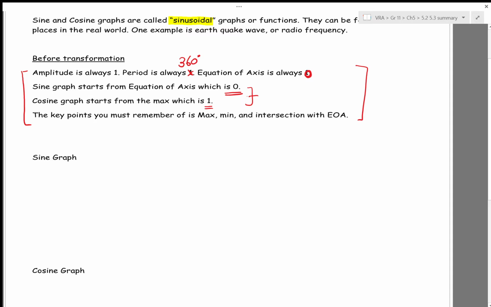Now, for these two, obviously, the angle starts at 0, theta or x, whatever variable you label for the degrees. The key points you must remember are its max and where that happens, same as the minimum, and where the graph intersects with the equation of the axis. So these consist of 5 points in total. Okay, 5 points in total.